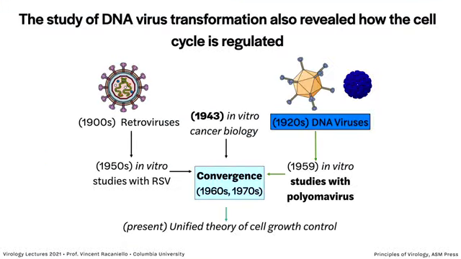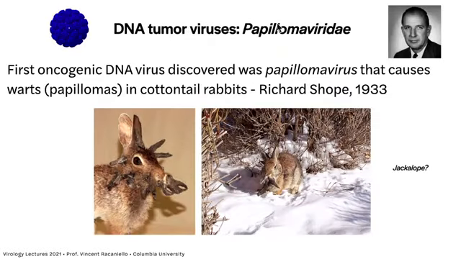All right, so let's look at the DNA tumor viruses. We talked about retroviruses, or RNA tumor viruses as they were called before they were changed to retrovirus. Now, DNA tumor virus. So here we have on the right studies with polyomaviruses, mainly and adenoviruses, as we'll see. So this starts with papillomavirus discovery. Richard Shope, his son was Robert. I confuse them often. Richard Shope in 1933 found a DNA virus that causes warts or papillomas. So a papilloma is another name for a wart in cottontail rabbits.